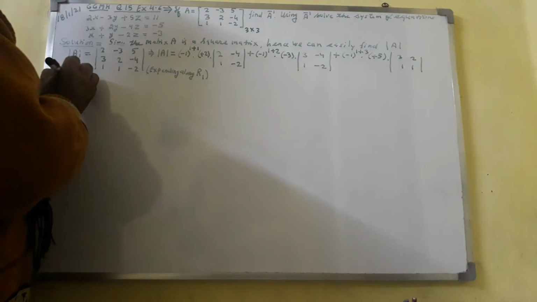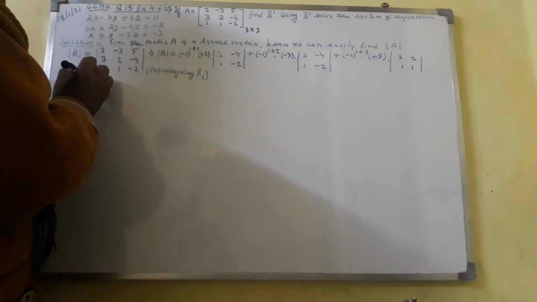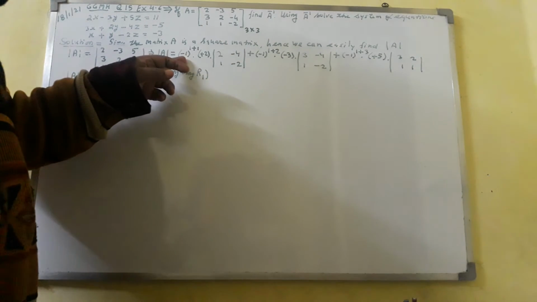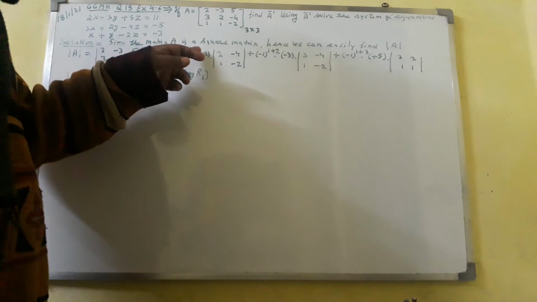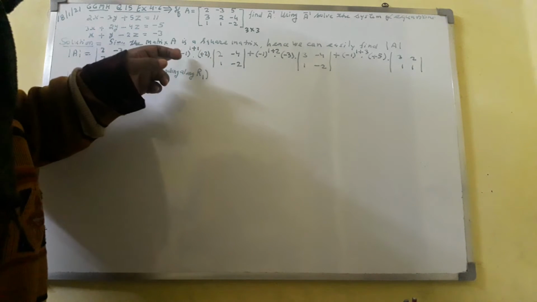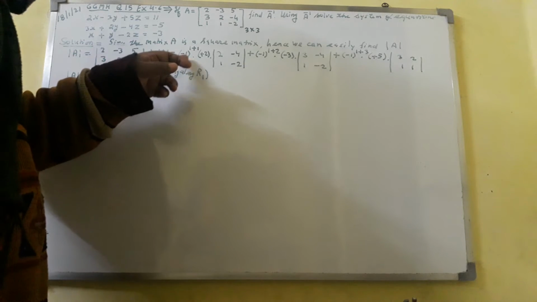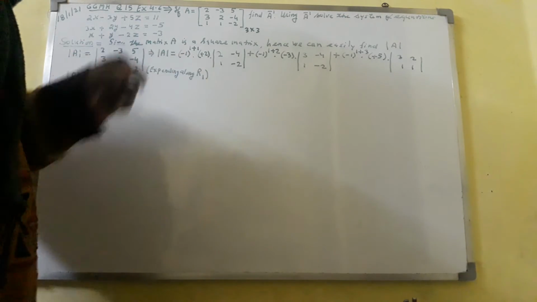Now what we'll do here? Determinant of matrix A. Locate this one. Minus 1 raised to power 1 plus 1 comes out to 2. Minus 1 raised to power 2 comes out to 1. 1 will multiply to 2, comes out to 2. So here I write 2.